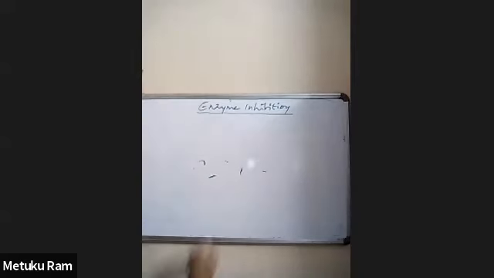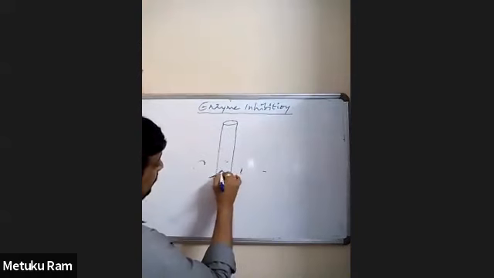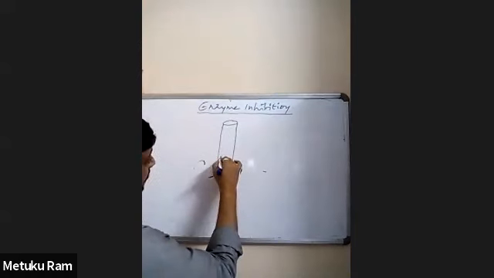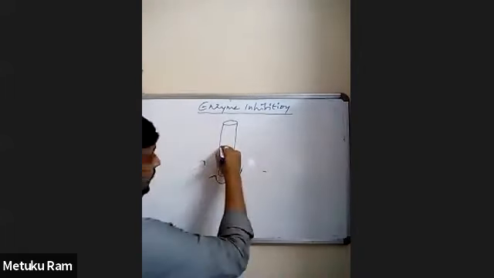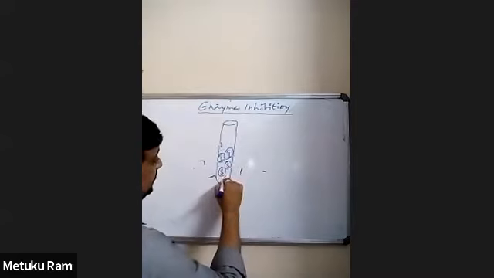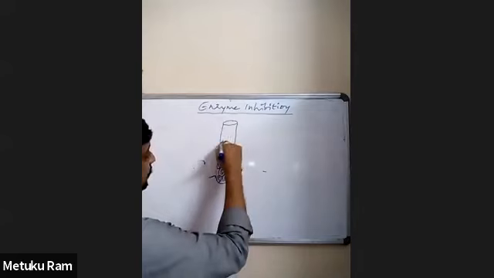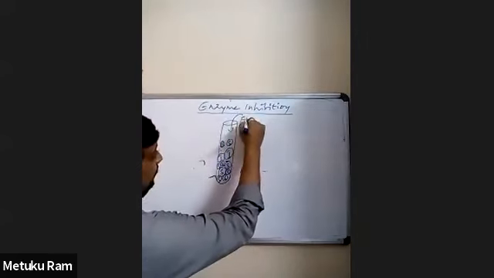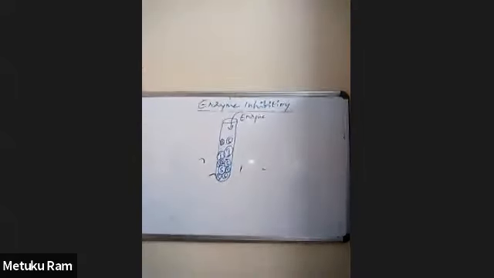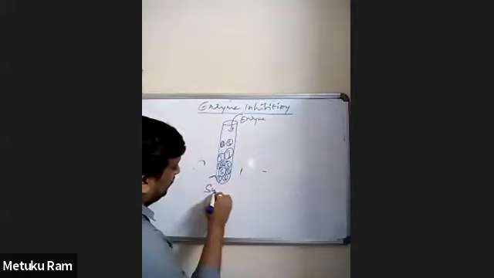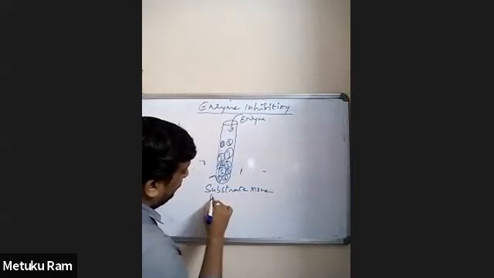Now let us take a test tube here. Now the substrates and inhibitors are placed here. Inhibitors are less here, substrates are more, and we have added enzyme. So what is the condition here? The substrates are more, inhibitors are less.